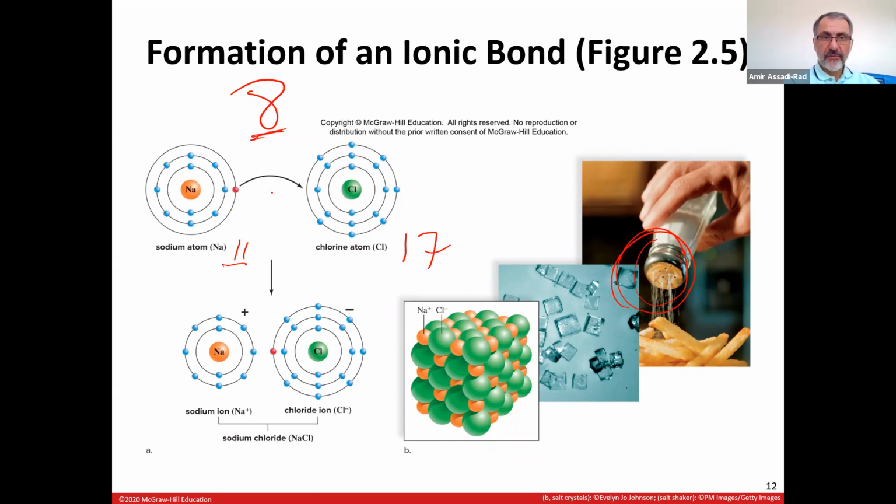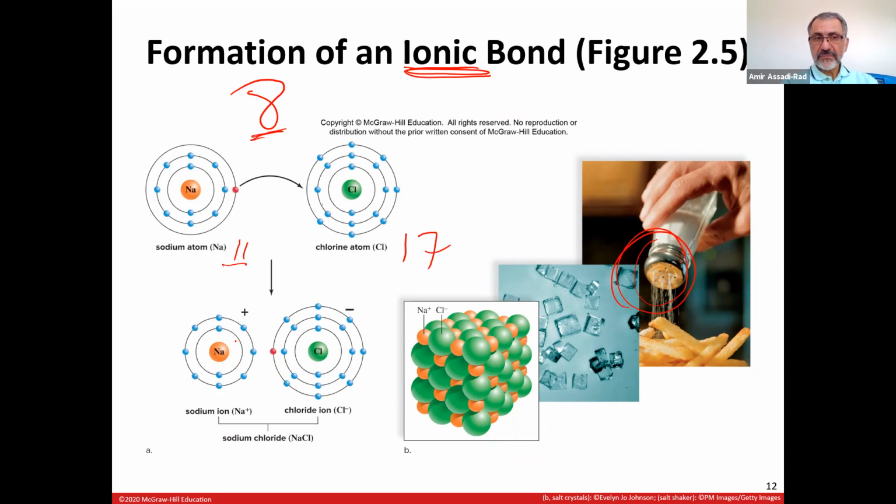They're unhappy, both of them. So what happens? Sodium transfers, gives away its electron to chlorine. Chlorine now in the outer layer has 8 electrons. And since sodium gave up its electron to chlorine, now sodium has 8 electrons in its outer shell. They both are happy. They form a bond, which is called an ionic bond, because it transferred an electron to another element.